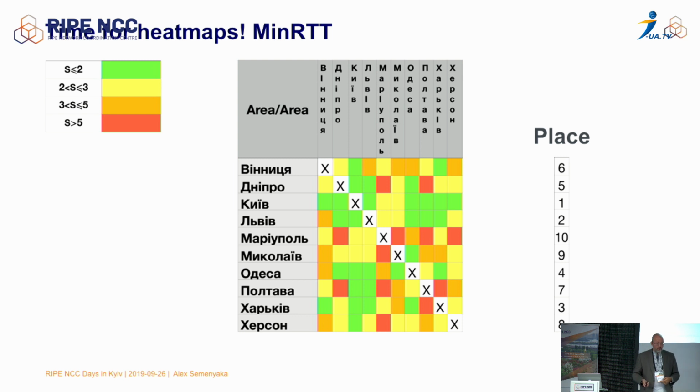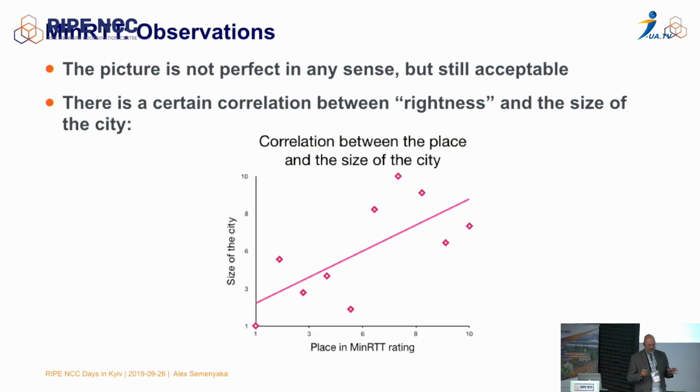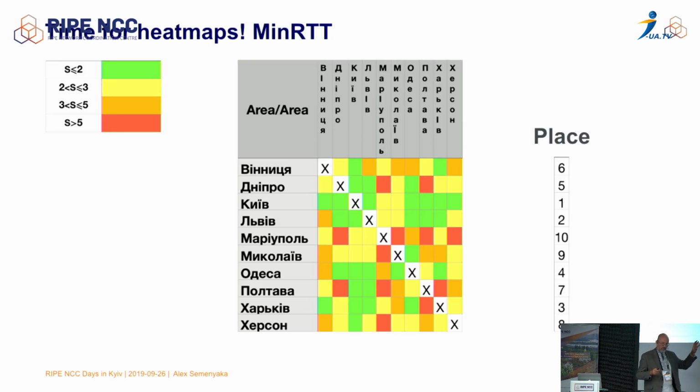If it's 2 to 3, it's yellow. 3 to 5, it's orange. More than 5, it's red. That's the thermal map. We can see this is the minimum delay. We can see the situation is very pitiful, maybe acceptable. But for Kyiv, Dnipro, Kharkiv, we have enough green squares. Kyiv is number 1, Lviv is number 2, Kharkiv is number 3, this is number 4. Still, this picture should be much, much greener.